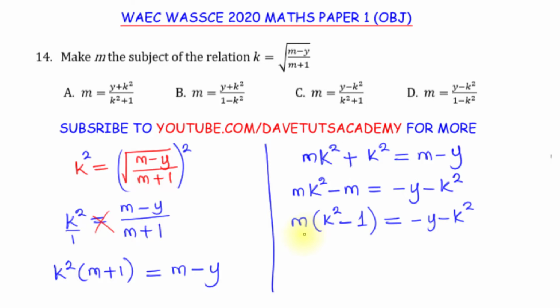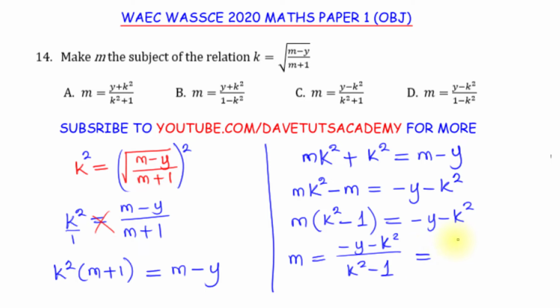So for me to just eliminate and have only m, I can divide both sides by k raised to power 2 minus 1, so that m will now be minus y minus k square over k square minus 1. But looking at the options that we have, is there anything looking like that? Really, we can consider that it is D, because look at this. This is the key thing.